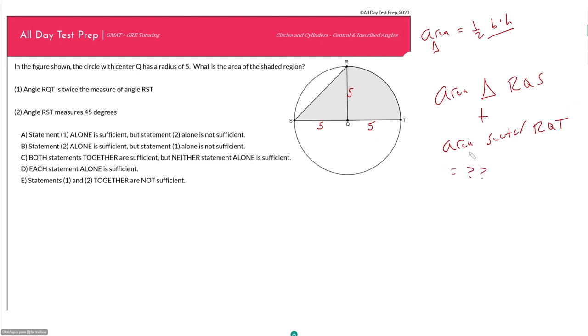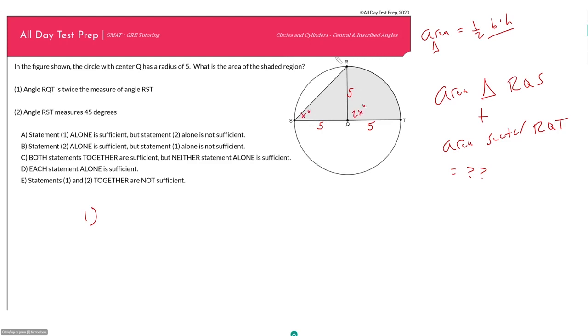This is really as far as we can go. We can sort of just rephrase our question. Angle RQT is twice the measure of angle RST. What is that telling us? This is telling us that RQT here, say this is x degrees, is twice the measure of RST. They're saying this is 2x degrees.